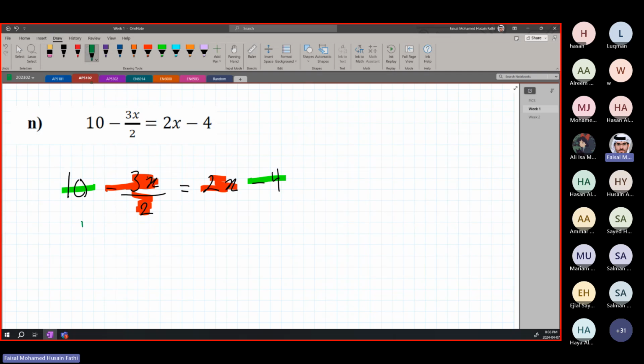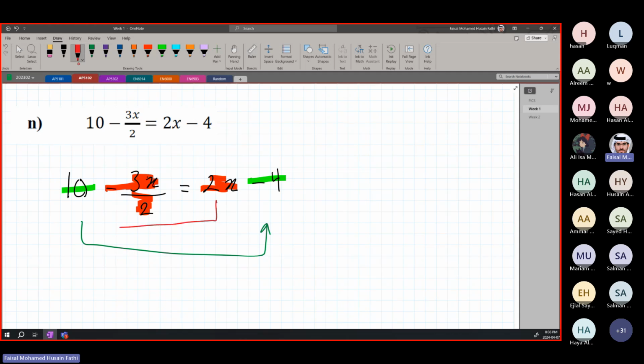It doesn't matter if you do it this way or that way, as long as all the green is on one side and all the red is on one side. Yani, all the x's are on one side and all the non-x's are on the other side. But me, usually, I try to keep all the x's on the left of the equation. Then it's easier to look at that way for me. But it doesn't matter at all. You can solve it both ways.